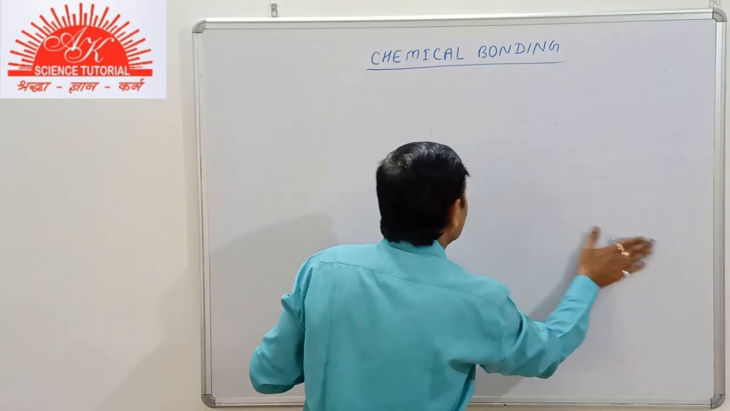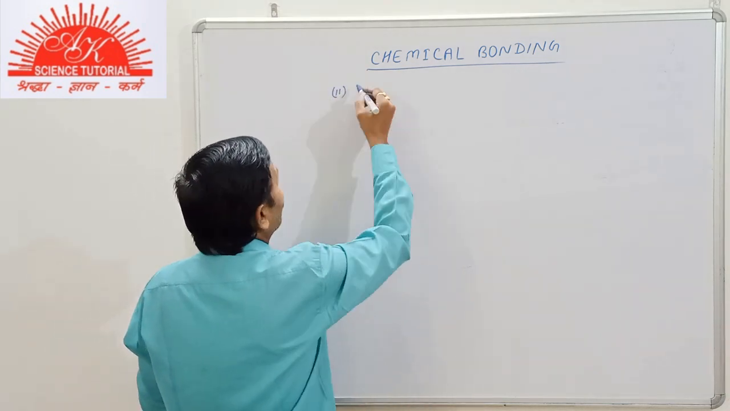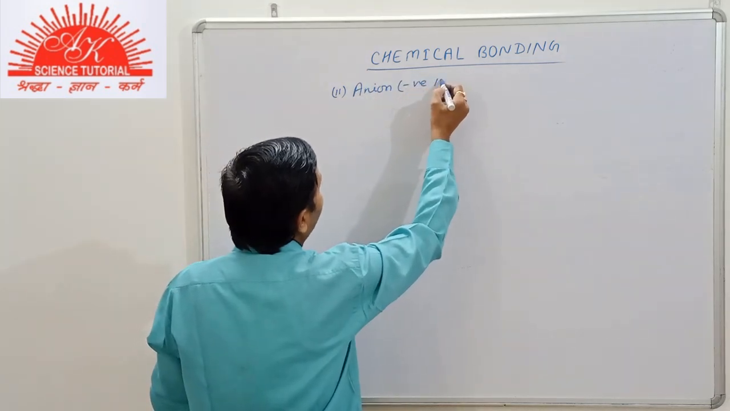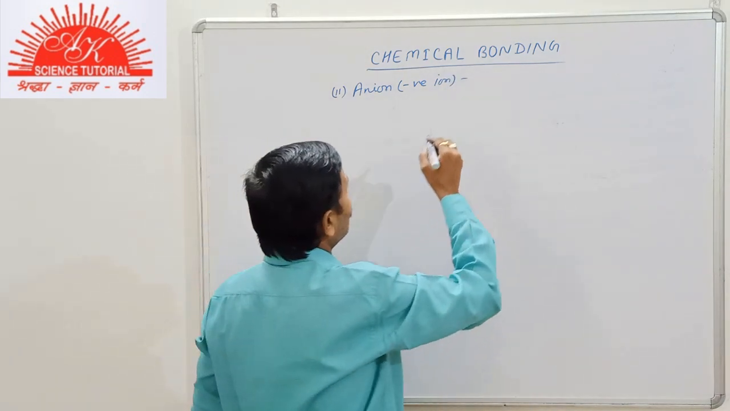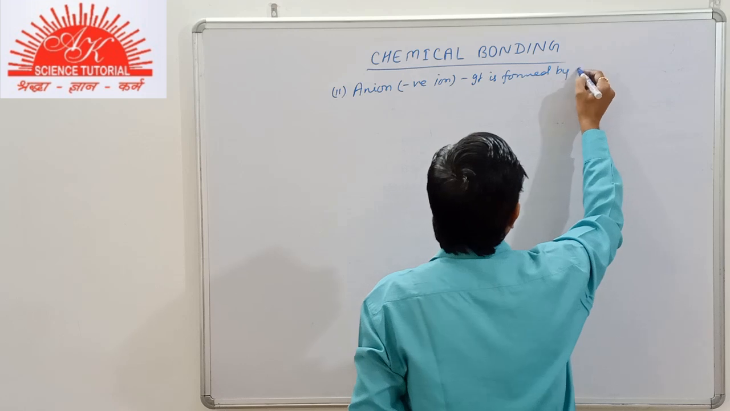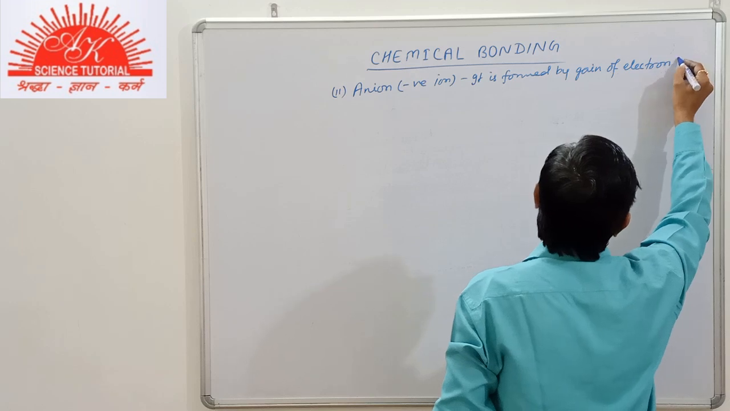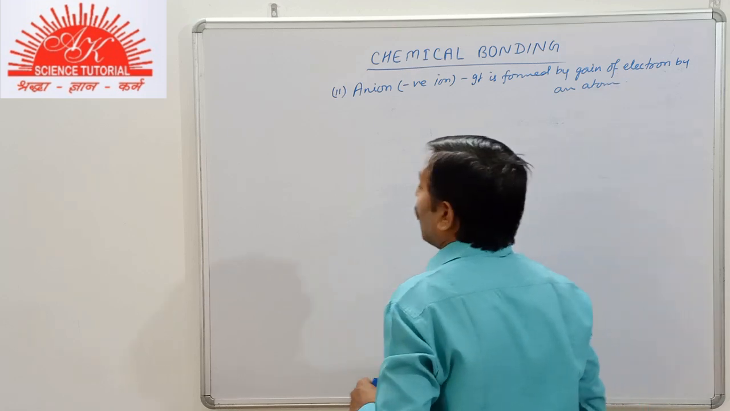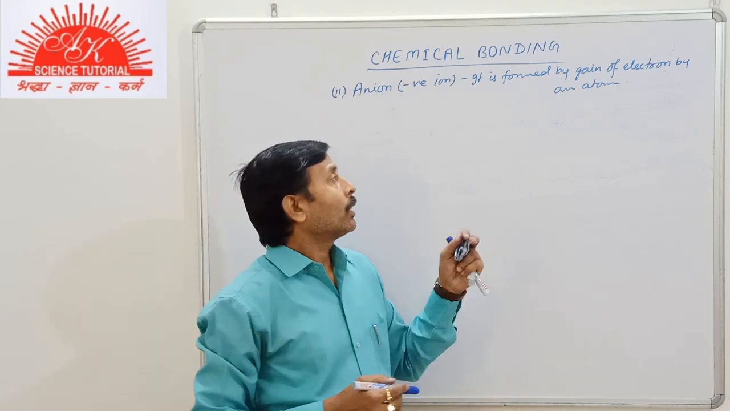Now the second type of ion is anion. That is also known as negative ion. As the name suggests, it is formed by gain of electron by an atom. Now again on the similar basis, you can study about their different points.